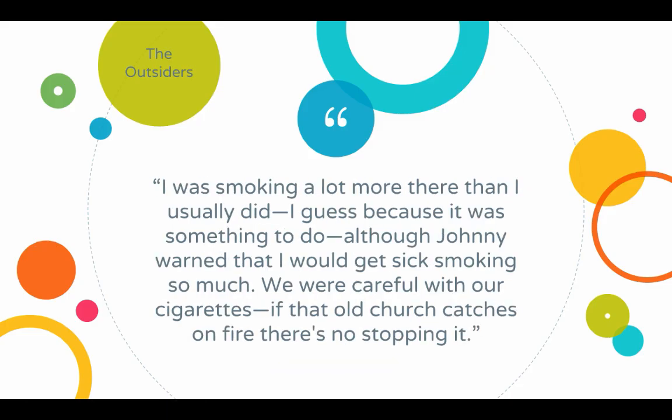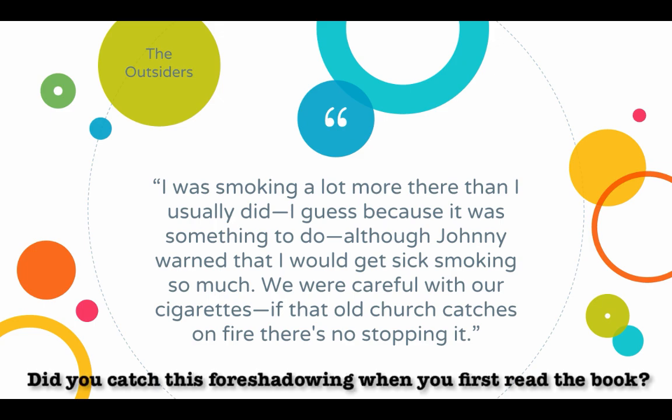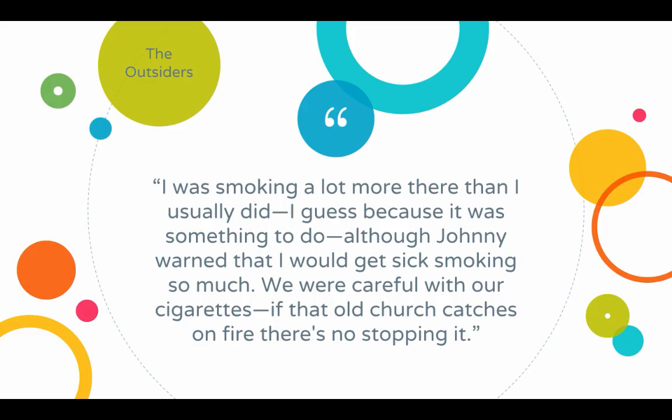And here's an example from The Outsiders as well, from page 79. This is when Ponyboy and Johnny had run away to the church. So it says, "I was smoking a lot more there than I usually did. I guess it was because it was something to do, although Johnny warned that I would get sick smoking so much. We were careful with our cigarettes. If that whole church catches on fire, there's no stopping it." Now, looking back, it's so easy to see that this was foreshadowing, that they were going to maybe drop a cigarette, which could start a fire in the church. At the time, I wonder if any of us actually caught it, though, because it was such subtle foreshadowing.